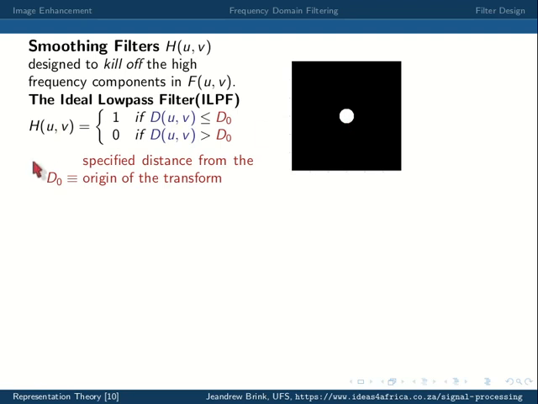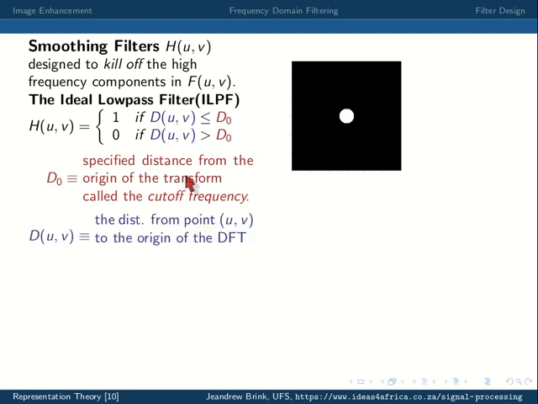Okay, so D0 is a specific distance from the origin of the transform. So in this image, I've shifted my FFT already. So here's the origin, okay? And D0 is a specific distance from there. In this particular example, it's the radius of the white circle, and it's called the cutoff frequency, okay? And you'll see that this feature generalizes even if we change the filter. Okay, and over there we have D(u,v).